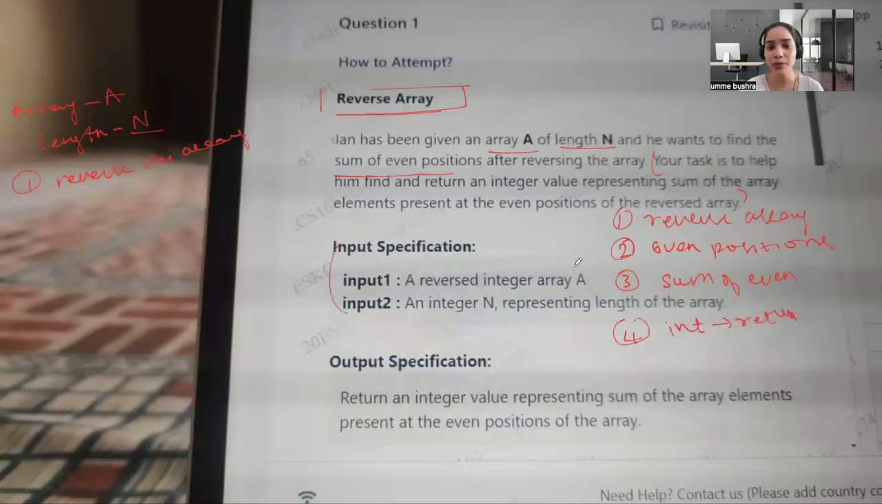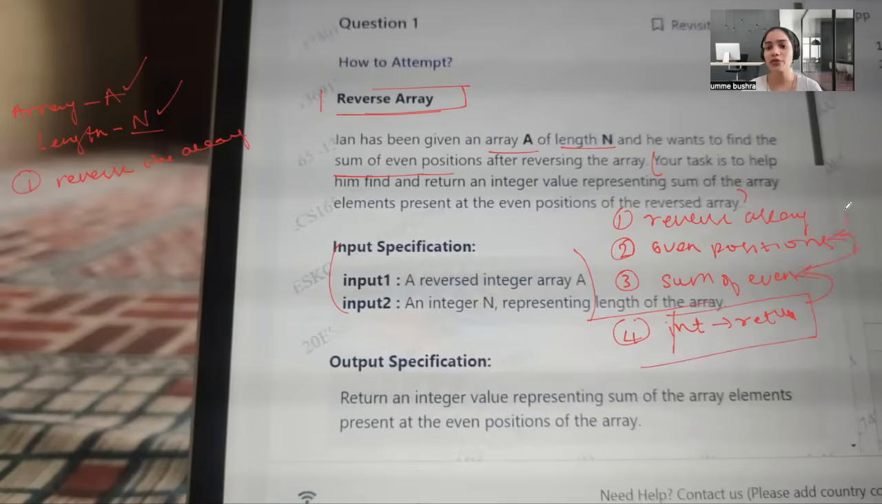And they have input specifications given like we have discussed. Array, and n, the number of elements. N is going to be the length of the array, which means the number of elements present in the array. Okay. So output specification also we are very clear with. You have to return an integer, which is the sum of the even positioned elements of the reversed array, right?